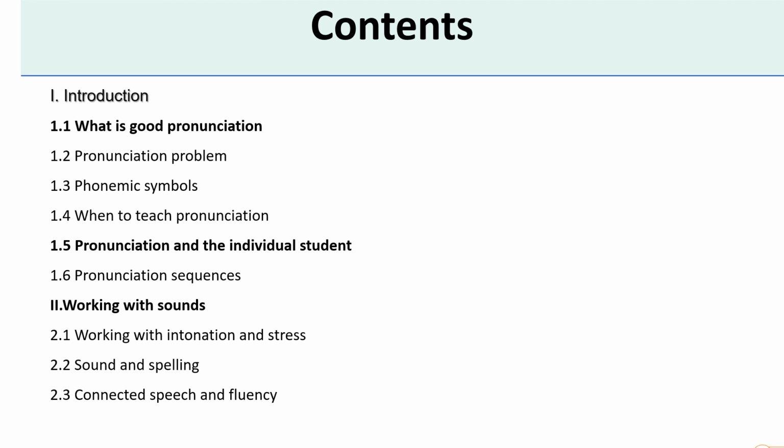So here is our content. In part 1, I am going to discuss the introduction, and then in detail what pronunciation is, pronunciation problems, phonemic symbols, when to teach pronunciation, individual students, and also the pronunciation sequence. In part 2, we are going to discuss working with sounds, working with intonation and stress, sound and spelling, and the last one is connected speech and influence. Now, without any further delay, let me go to the introduction.